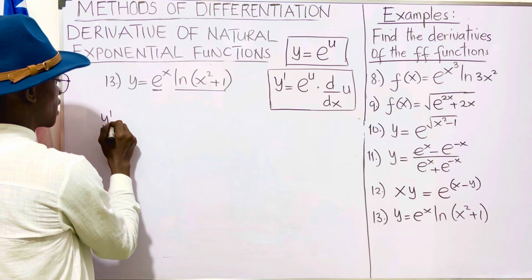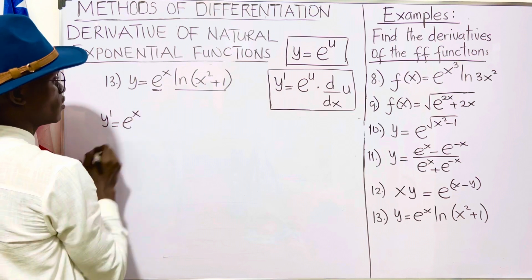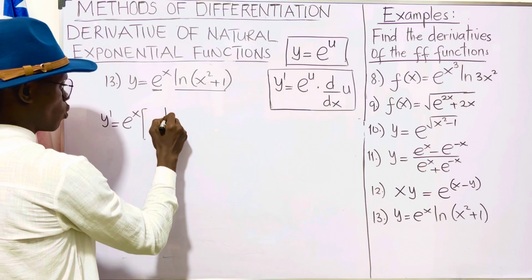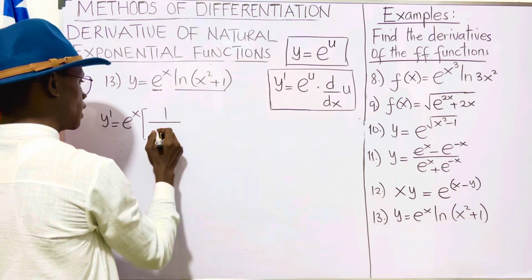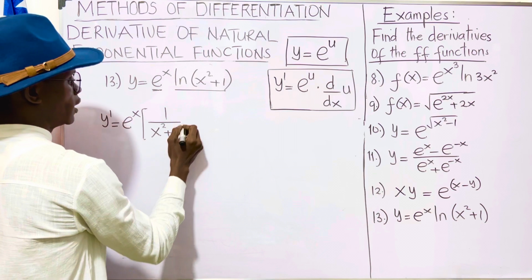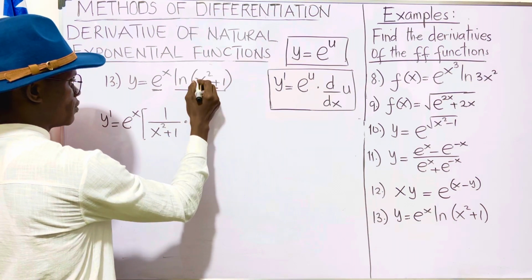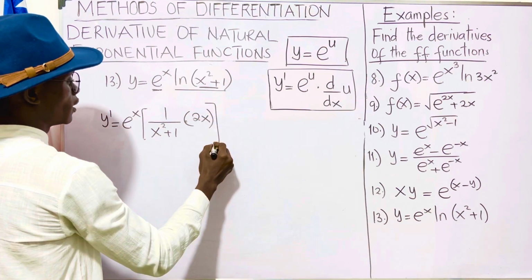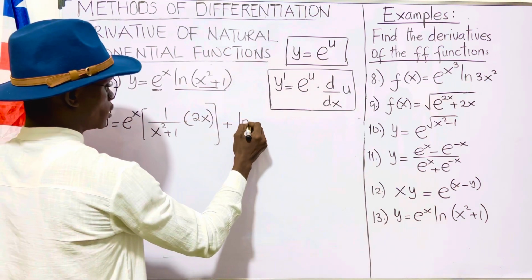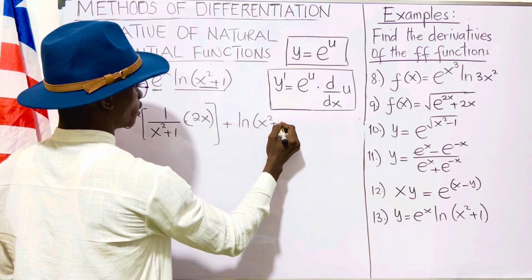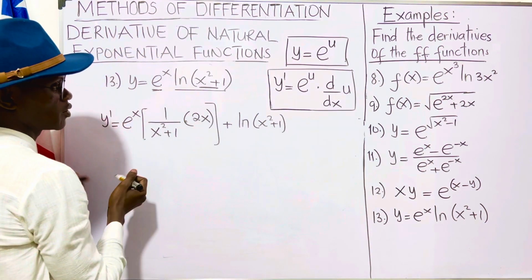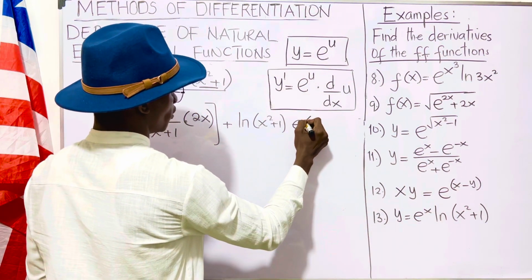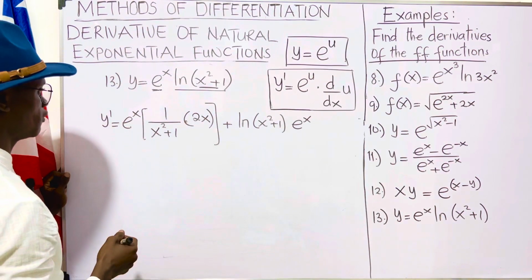So y prime becomes, we hold one of them, we hold e raised to the power x, and we differentiate the logarithm. So it's 1 over this function, x squared plus 1, times the derivative of this function. The derivative of x squared is just 2x, the derivative of 1 is 0. Plus, we hold the logarithm now, ln of x squared plus 1, and we differentiate the exponent. So the derivative of e raised to the power x is just e raised to the power x. Then we can simplify it.